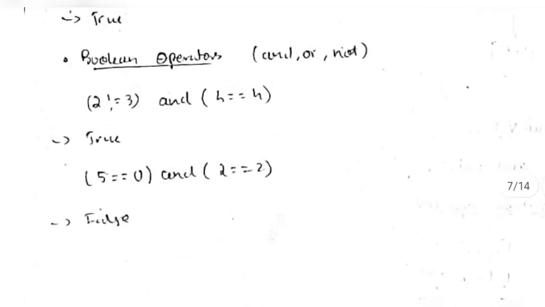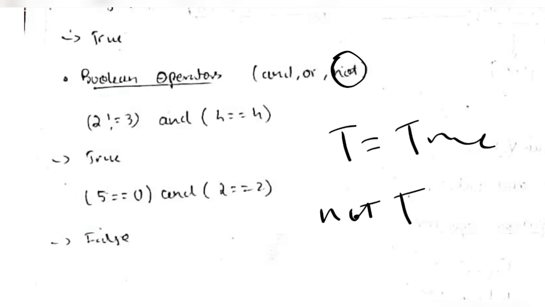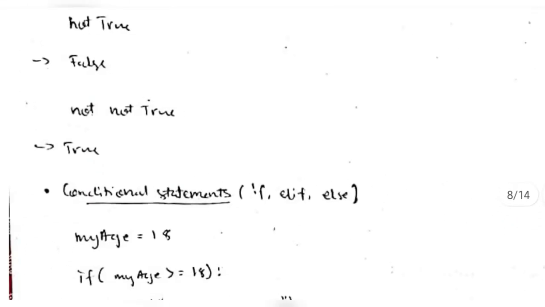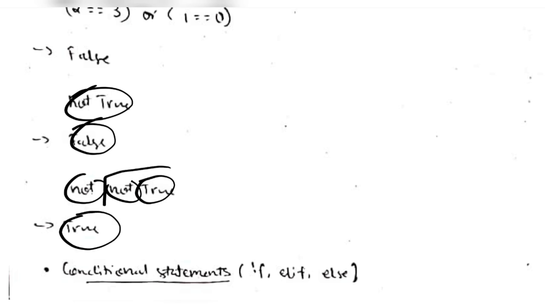In the not operator, if I have t is equal to true and I write not t, what does not t mean? Not true, and not true means false. And if I had false here, then not t means not false, that means true. It will just negate the value. For example, see here, not true will return false and not false will return true. How? Not true means false and not false means true.